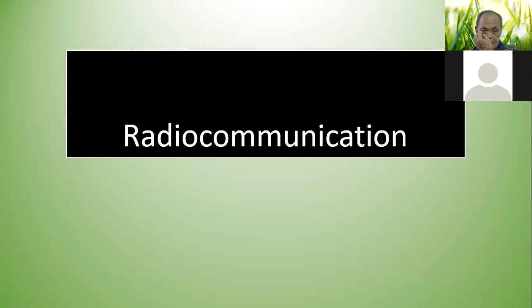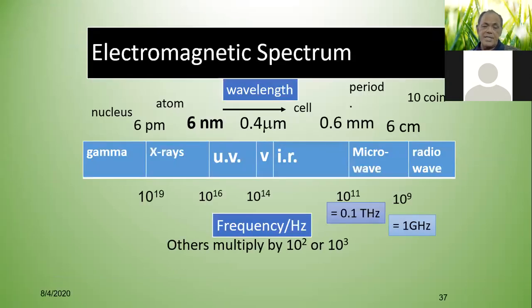Radio communication, right? That's your electromagnetic spectrum, right? That we have studied in your AS physics. Gamma ray, you can remember the size of nucleus. X-ray, the size of atom. This is in terms of wavelength. This is roughly the magnitude of different wavelength.